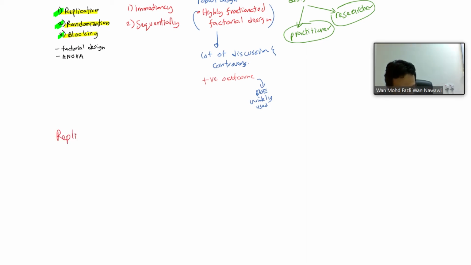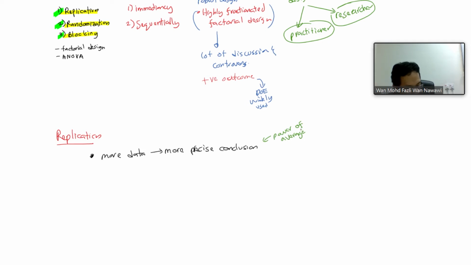What is replication, and why? The idea is this: the more data you get, the more precise a conclusion you have. This is due to the power of averaging. You have more data, so you can average more.